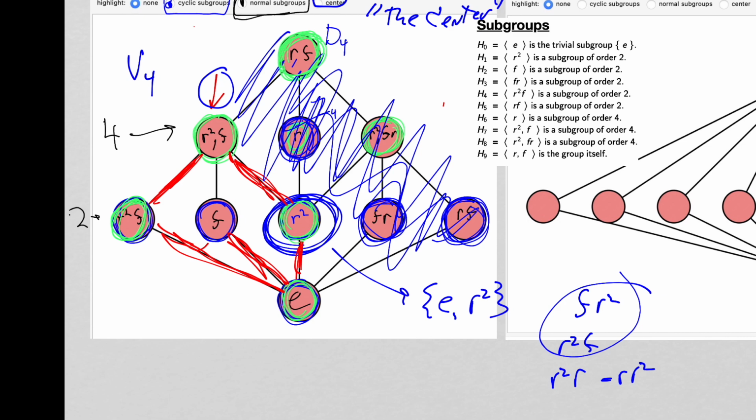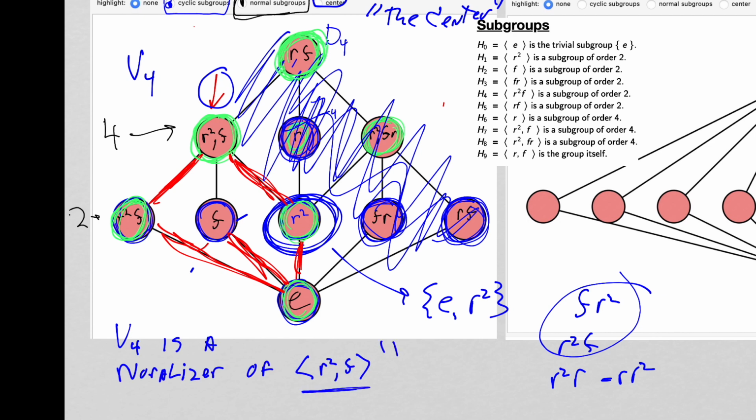It is not normal with respect to all the elements of D4, but it is normal with respect to all the elements of V4. And the language for that is that V4, again, is a normalizer of R squared F. That's the language we use.